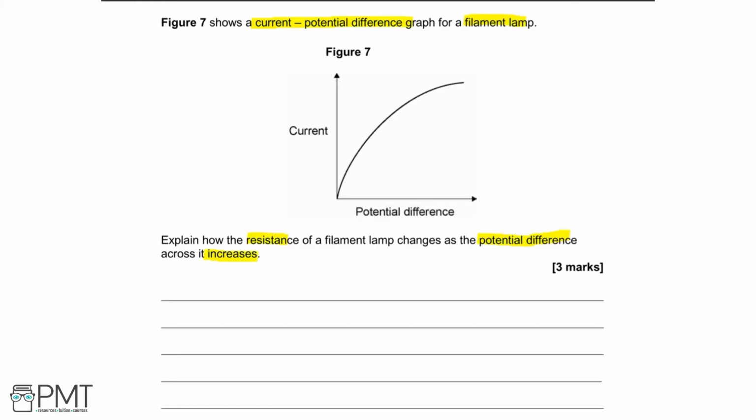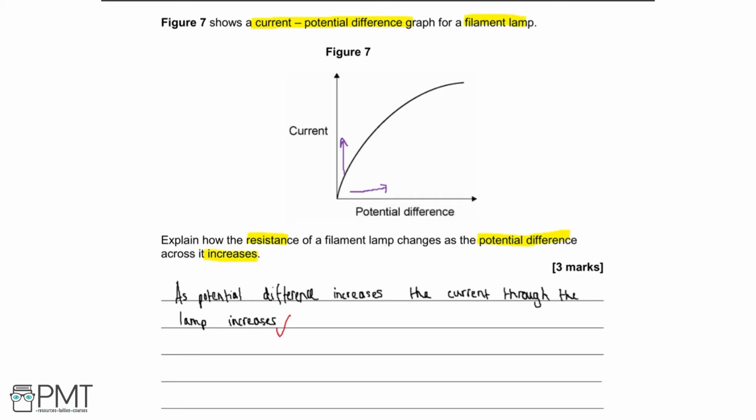So our first point, which is going to lead to our final answer, is to discuss how the current changes as potential difference increases. And they've given us a graph, so we need to use it. We can see that as potential difference increases along the x-axis, our value of current also increases as well. So our first point is to state that from looking at the graph, we've seen that as potential difference increases, the current increases. And this is our first mark.